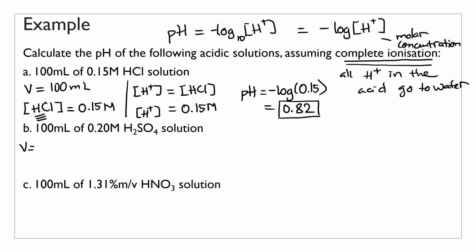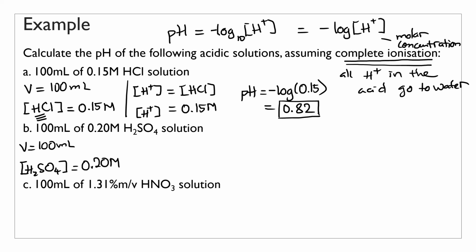100 ml, so the volume is the same. Now, I'm sure you can see by now, but the volume actually is not required to calculate pH. You just need the concentration. And now we have a different concentration and a different acid. So the acid is sulfuric acid, and the concentration is 0.2.